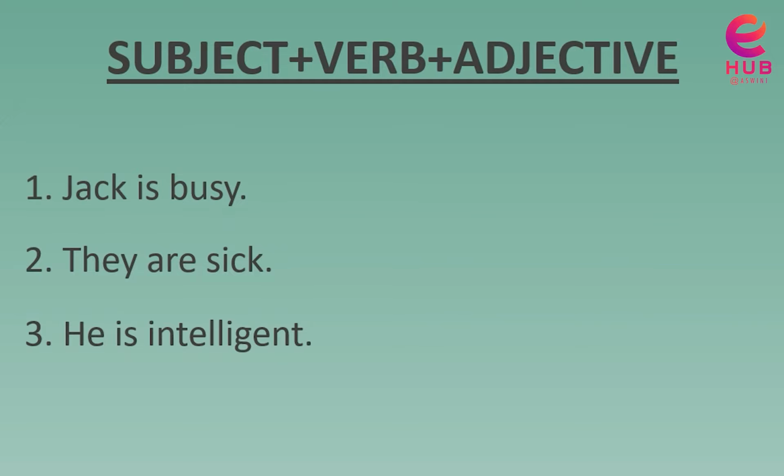If you see the first sentence, what is Jack doing? He is busy. Actually, he is occupied. How are they? They are sick. What is he? He is intelligent. So here our adjectives are adding additional information to the subject.